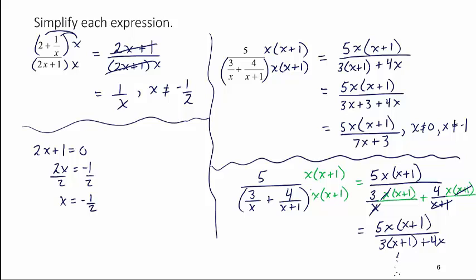So anything, even if you didn't cancel it out in a complex rational expression, look at the original expression that you were given. If there are denominators, what makes them 0?